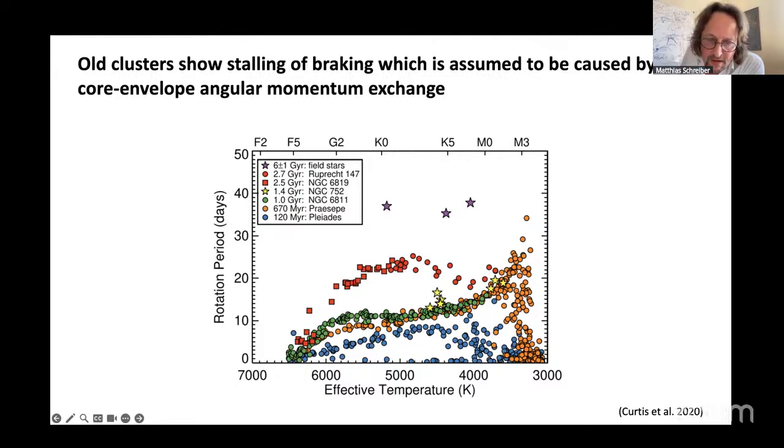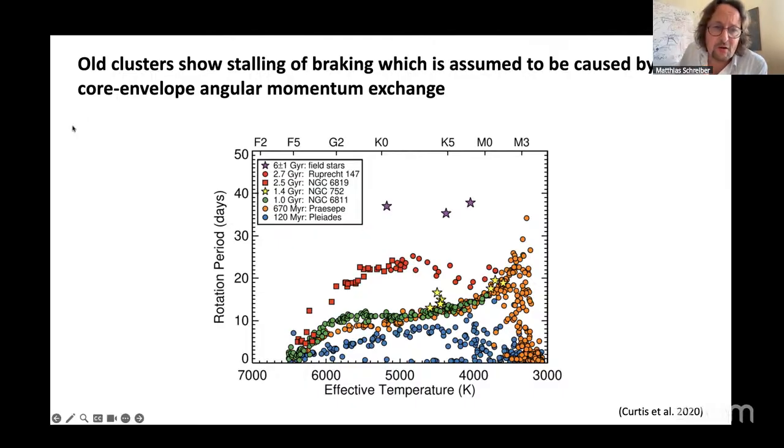But for some clusters, they overlap in this range between 5,500 and 4,000, 3,000 Kelvin. The green, the orange, and the yellow stars, which cover more than a gigayear, roughly a gigayear, actually have the same period. So there seems to be some time where this magnetic braking doesn't work anymore. And then it continues again. This is, of course, a big mystery.